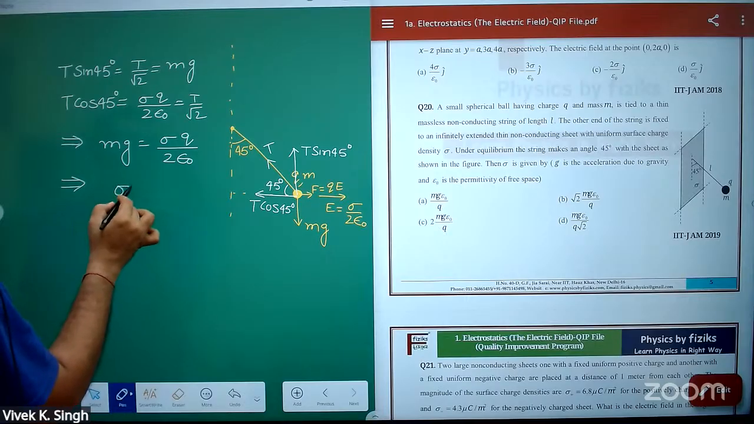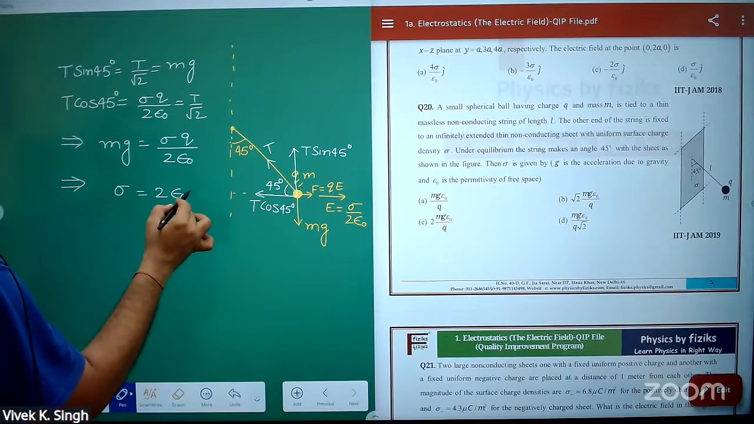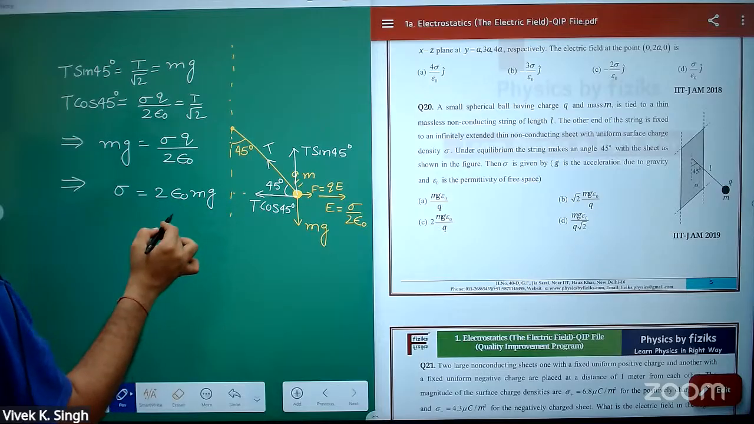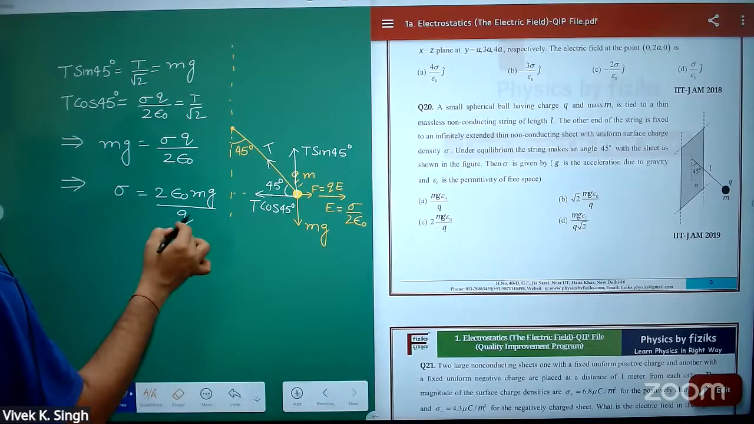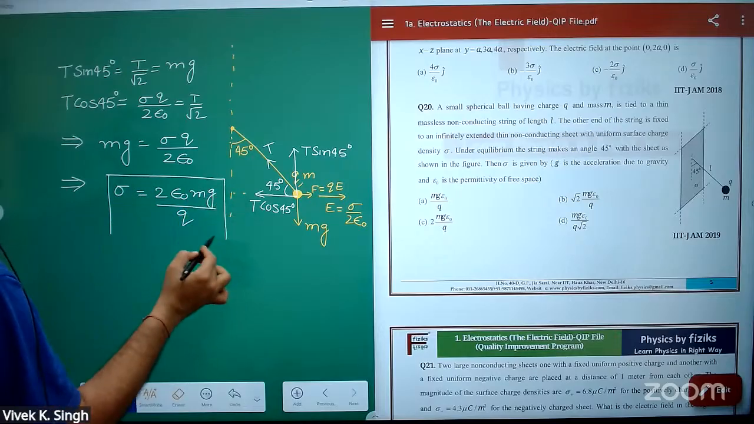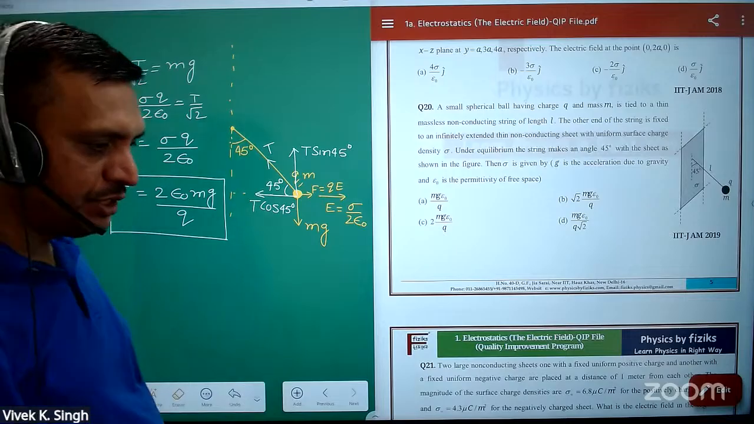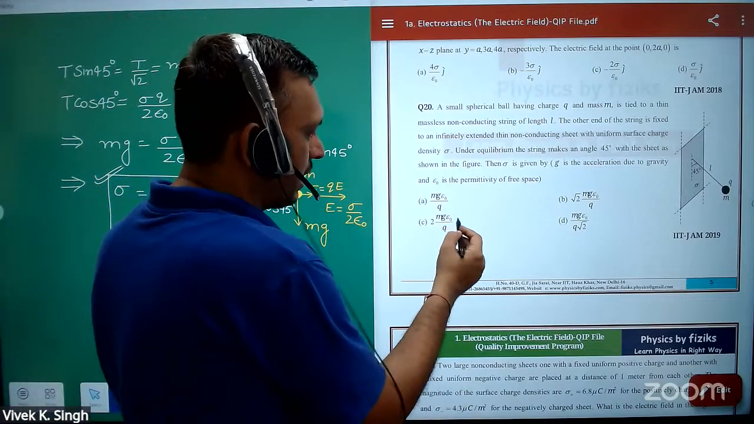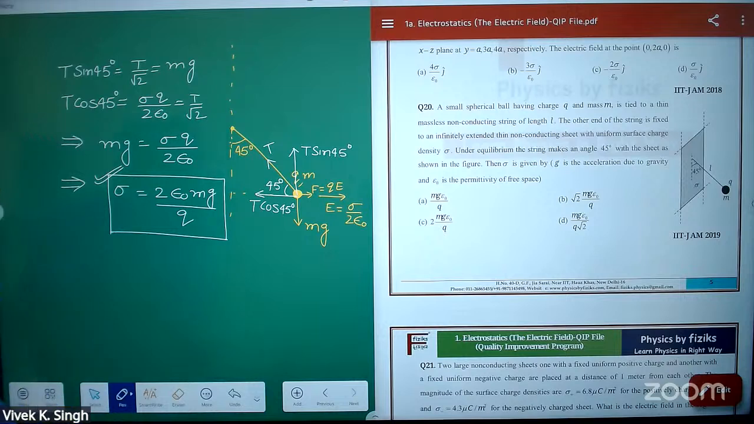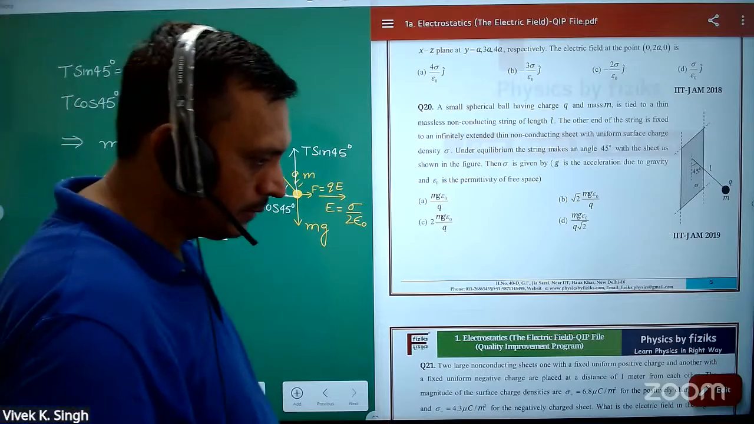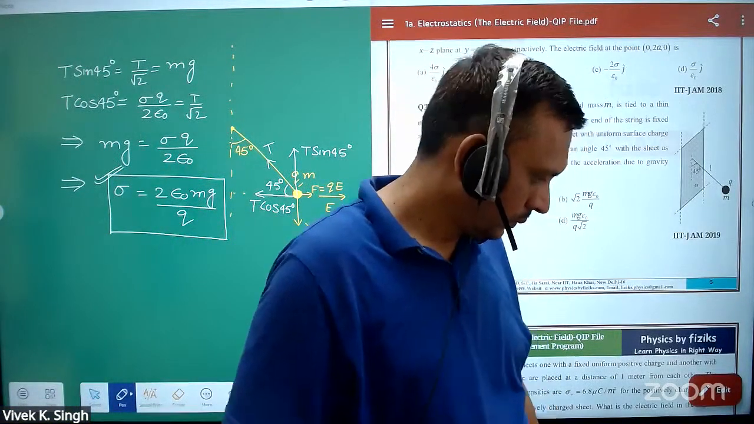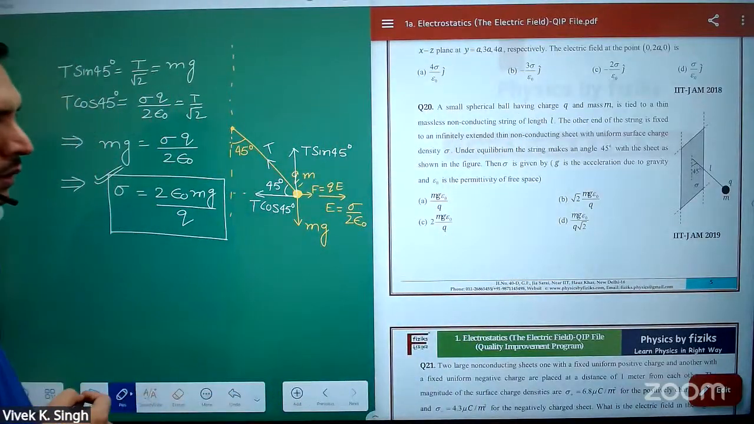So what will be sigma? 2 epsilon naught mg by Q. Is it clear? 2 epsilon naught mg by Q. So option C is correct. This option is correct. Clear? Note it down.